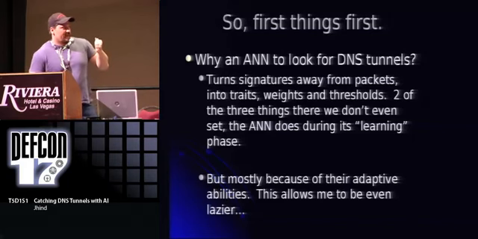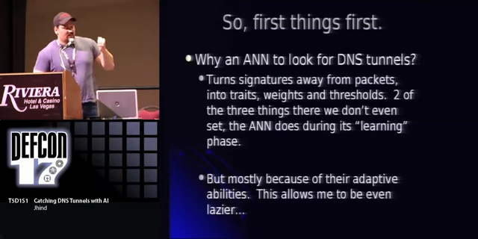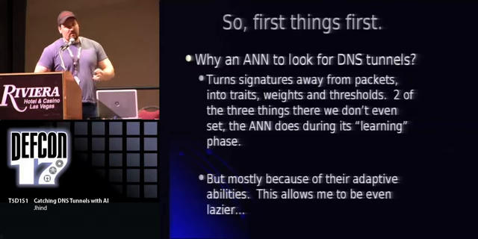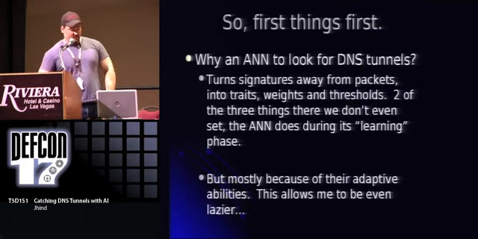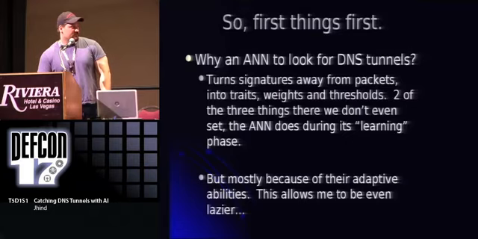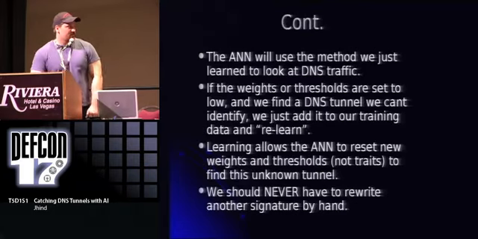I wanted to turn away from packets into traits, weights, and thresholds. And guess what? If you're using a neural network, all I have to worry about are traits. The neural network will self-adjust the weights. It will self-adjust thresholds during the learning phase. So all we have to do is come up with good traits, feed it to a neural network, give it an answer sheet so that it can learn what it's doing correctly, and it should do the rest itself. That's the adaptive abilities.